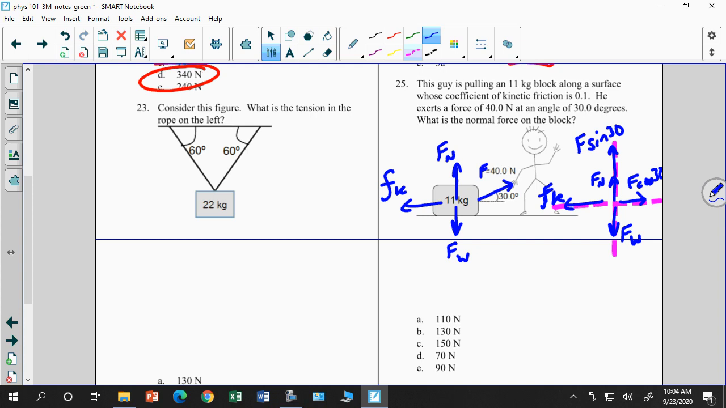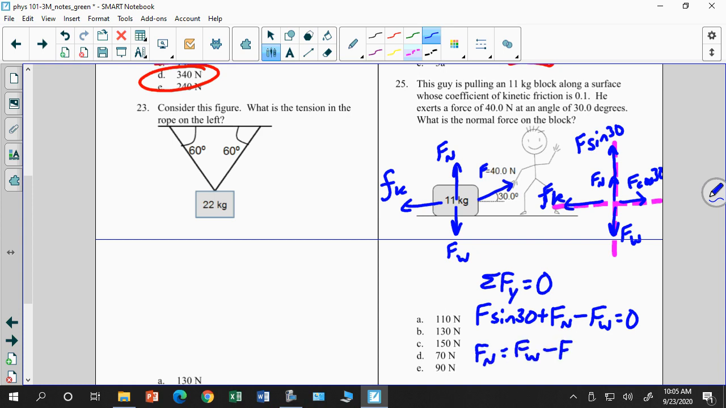So now you see, once you resolve your vectors, if I apply Newton's second law, sum of the forces in the y is equal to 0 because it's not accelerating in the y direction. So I don't write may because ay is equal to 0. That's going to be F sine 30 plus Fn minus Fw is equal to 0. So Fn will equal Fw minus that F sine 30.